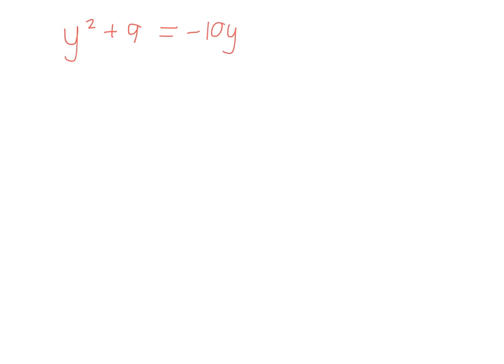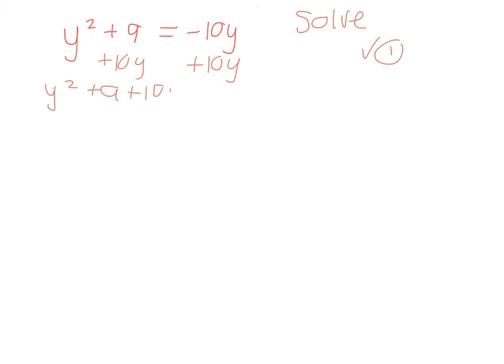Try this problem. Again, the directions for all of these just say to solve. So we go through the steps. Step 1, equal to 0. So to get this one equal to 0, I'm going to add 10y to both sides. I would get y squared plus 9 plus 10y equals 0.